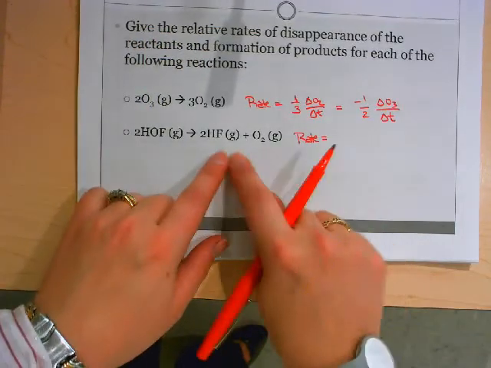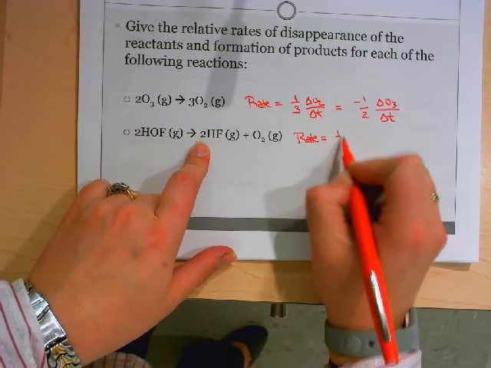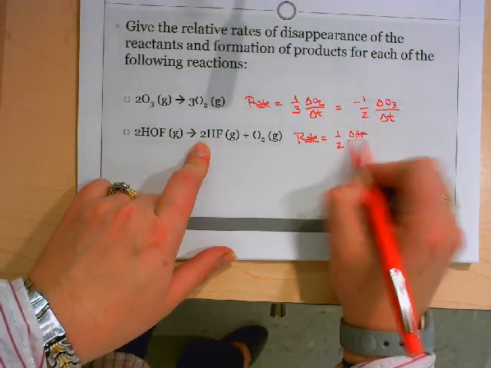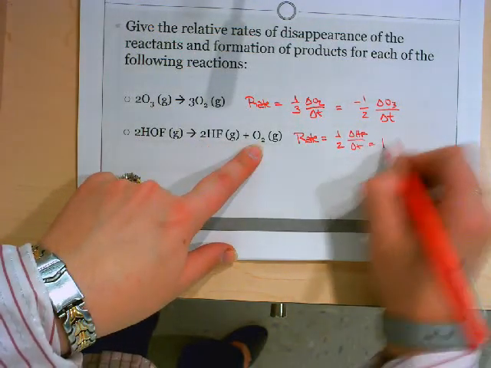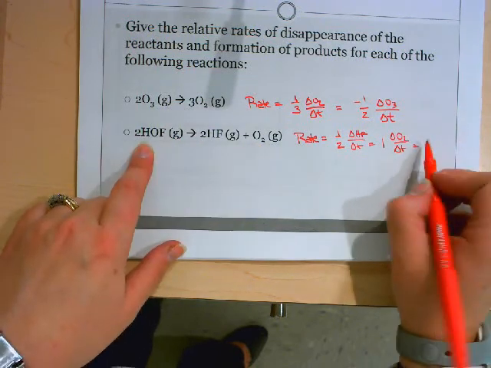So what if I did this one? What's the fraction that goes with this? 1/2. And then this is 1. And then what goes with this one? -1/2.